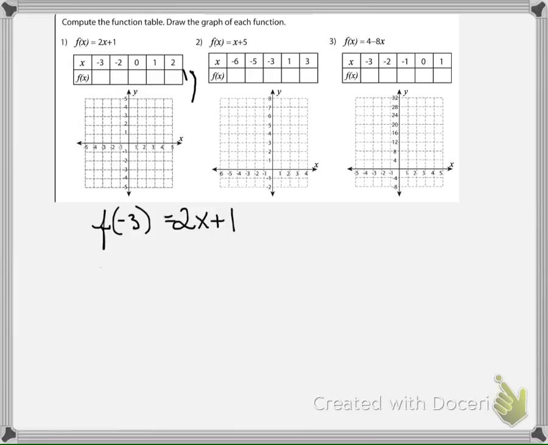And then what would I do? Well, I would rewrite this little equation as 2 times negative 3 now, not an x, because I know what x is, plus 1. Well, what's 2 times negative 3? It's negative 6, plus 1 gives me negative 5. So my function f evaluated at negative 3 actually equals negative 5, and that is what I would put in the box. Let's try that again.